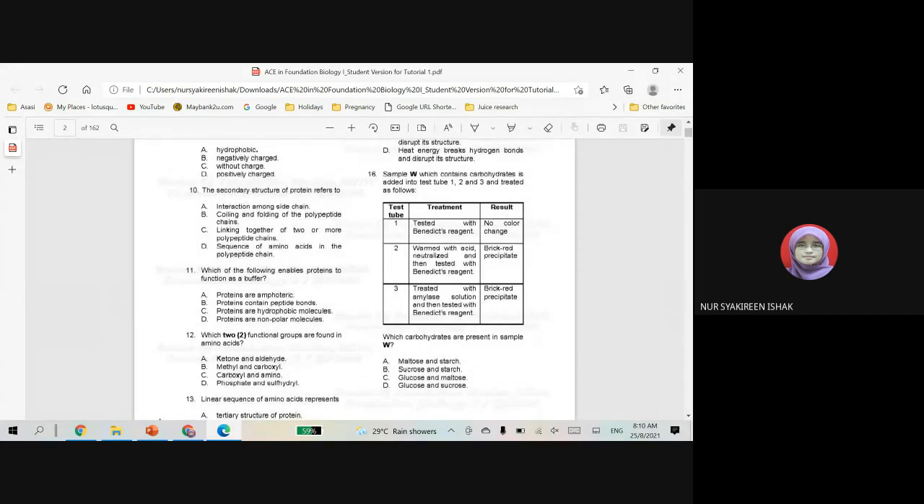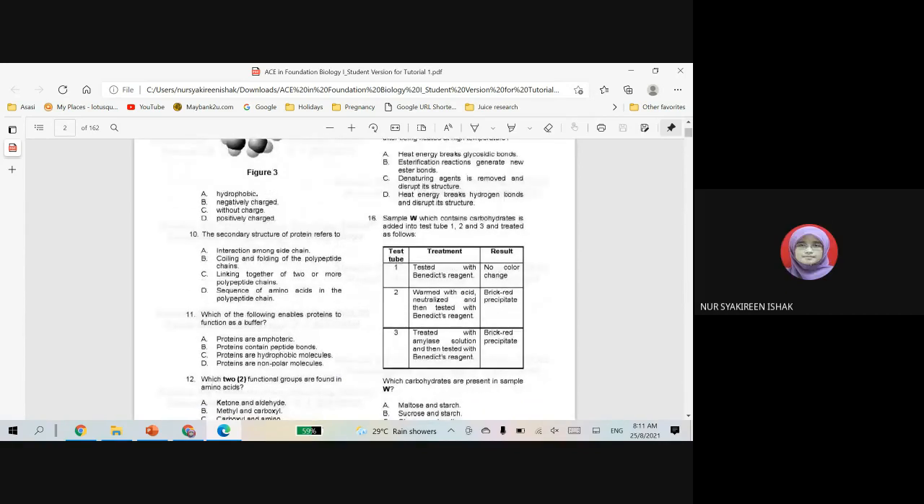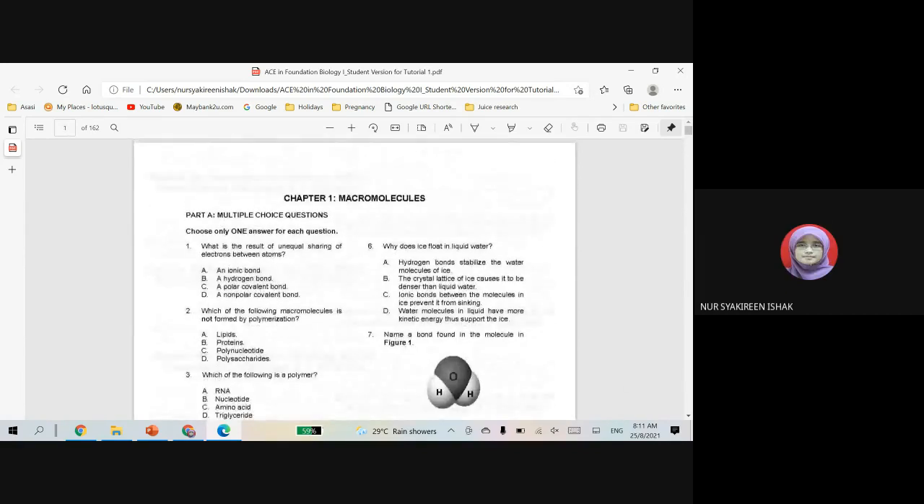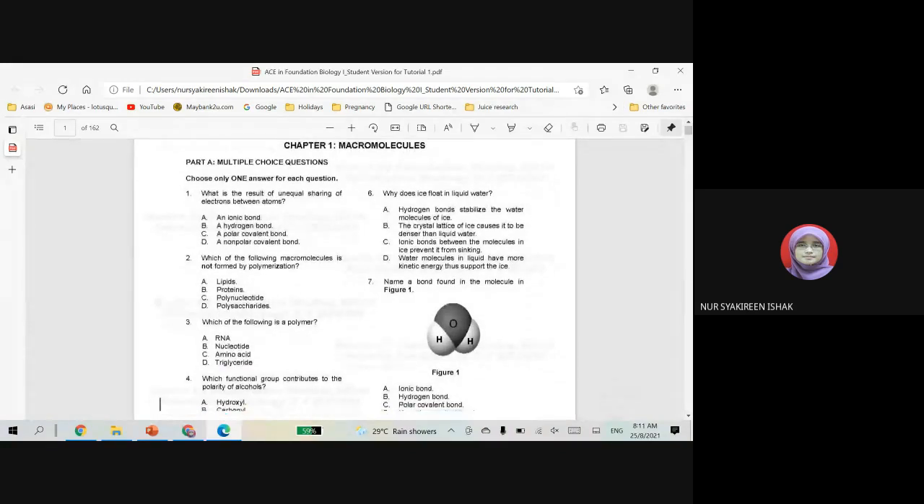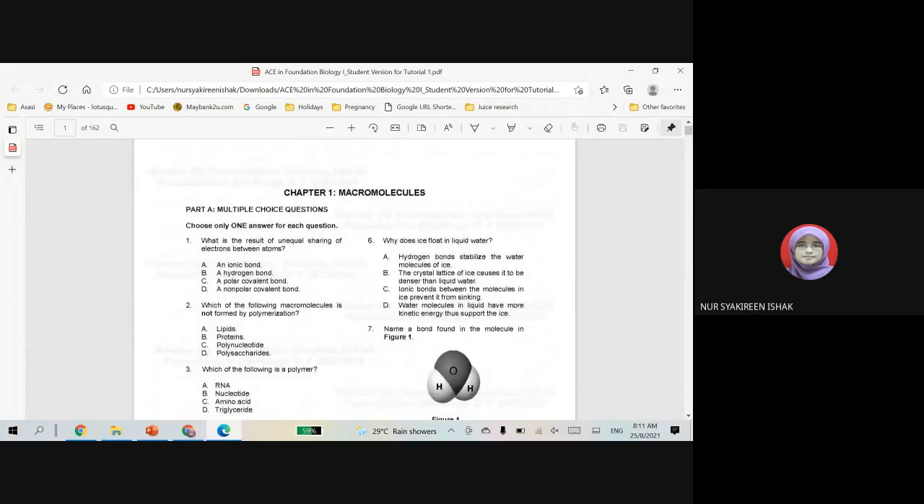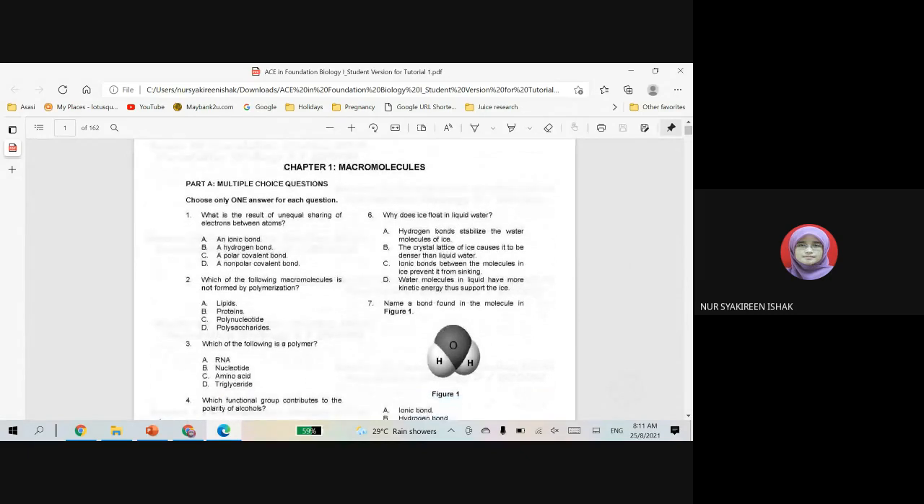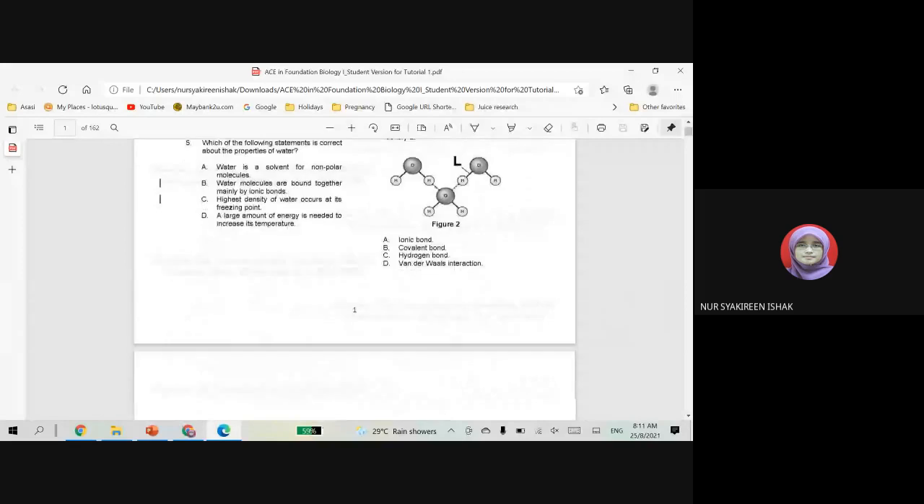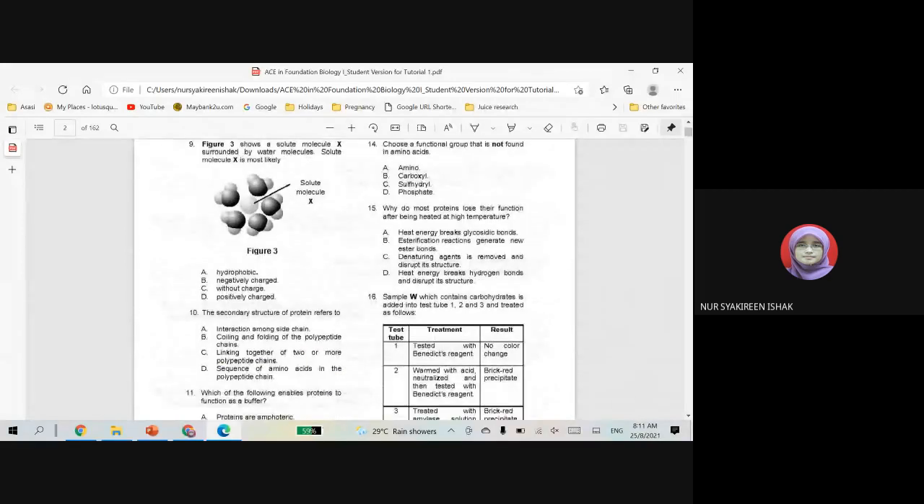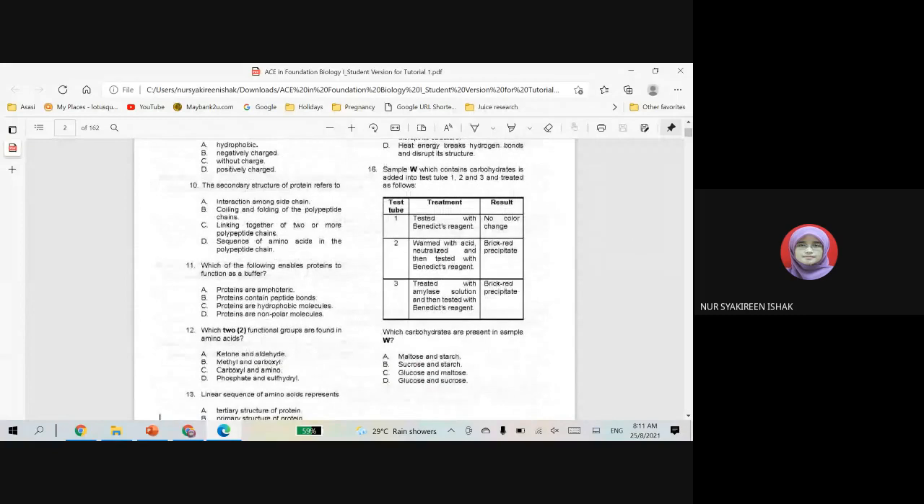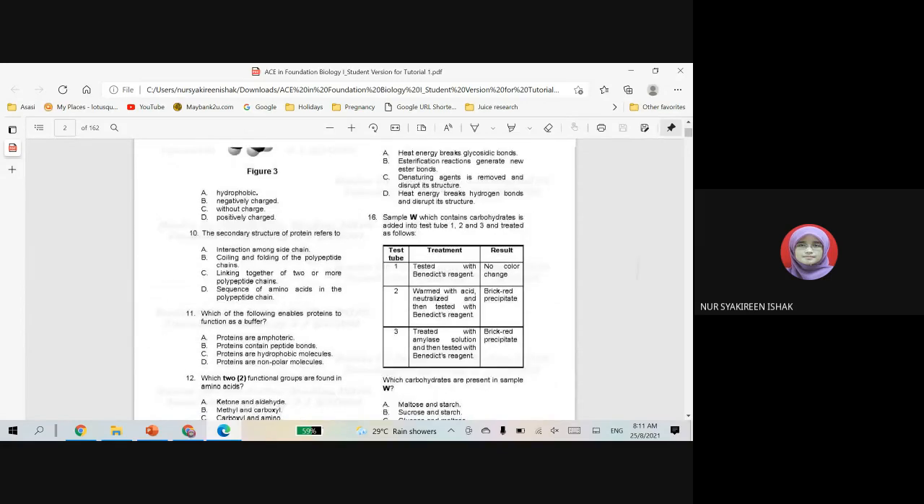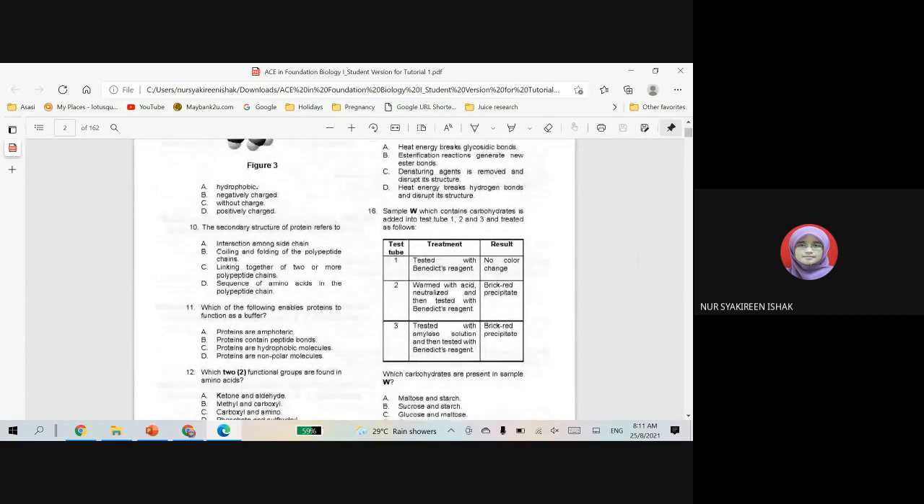Saya nak tanya you all, dah habis kan belajar chapter macromolecule? Dah. Okay, so basically for our tutorial today, we are going to go through together the questions for part A, MCQ. Last time we have done up till number 15. So for today's tutorial session, we are going to continue with question 16 and so on, sampai habis lah kot yang soalan objektif ni, alright?